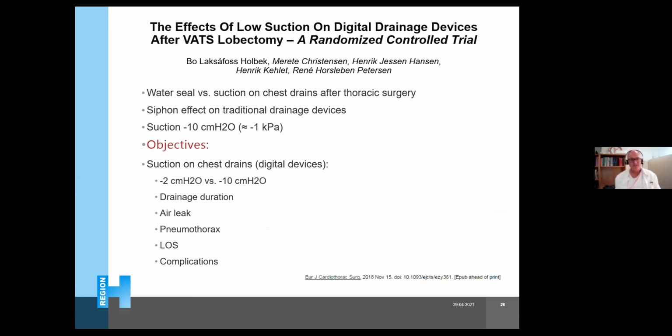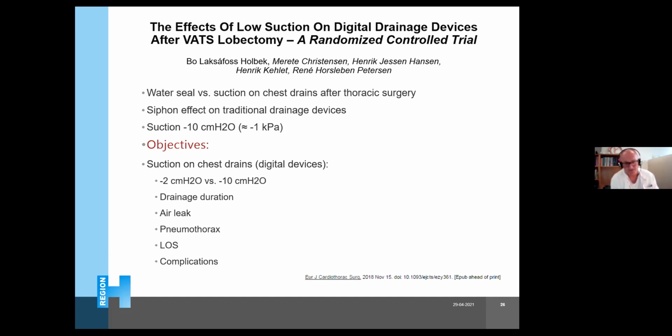And how then to deal with the air during the procedure? The next paper I will highlight is one where we did a randomized study with 230 patients looking at the effect of suction level on the length of stay. Normally it was water seal in the old days, with unsure effect, so we went to a digital device.